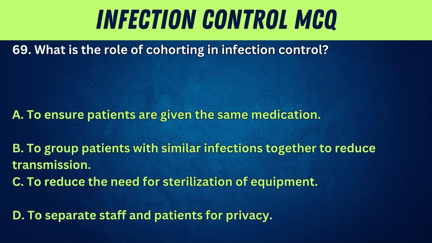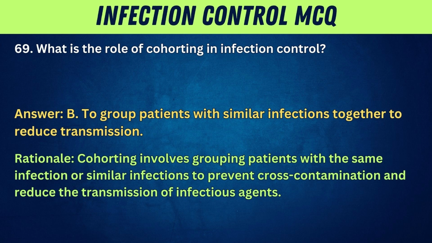69. What is the role of cohorting in infection control? A. To ensure patients are given the same medication. B. To group patients with similar infections together to reduce transmission. C. To reduce the need for sterilization of equipment. D. To separate staff and patients for privacy. Answer: B. To group patients with similar infections together to reduce transmission.